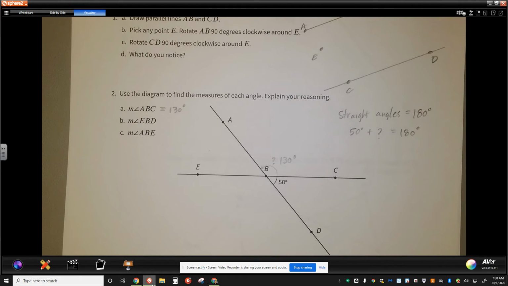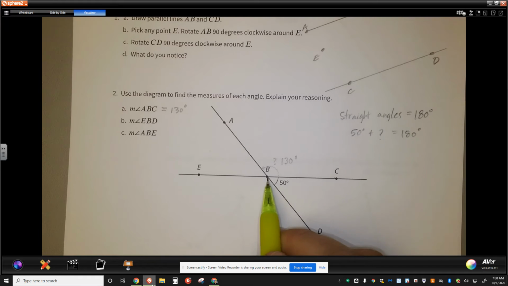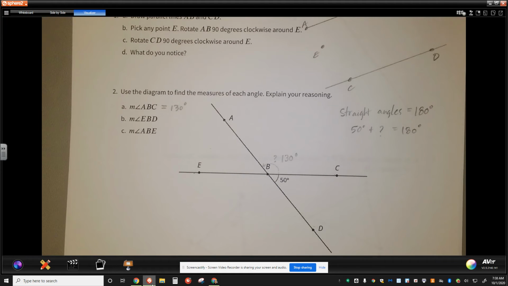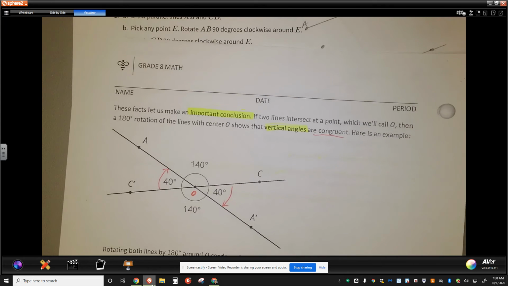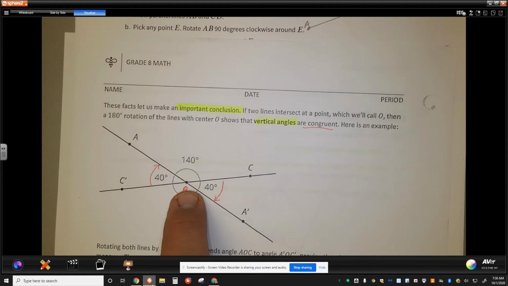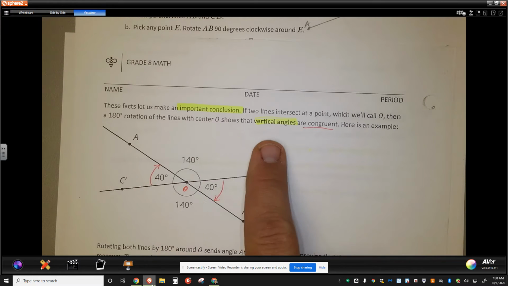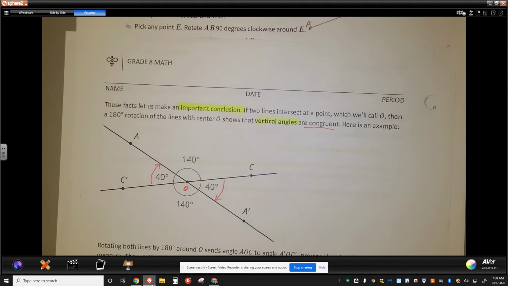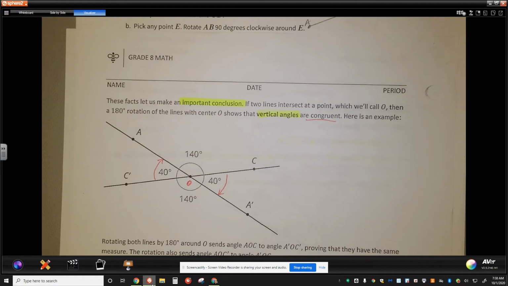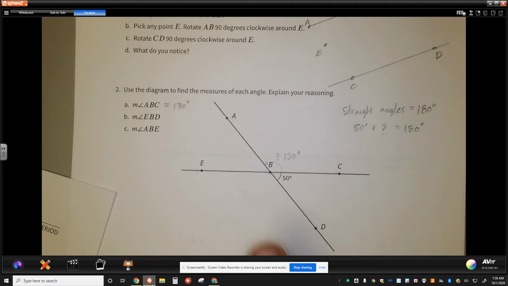We can apply that same logic as we continue to move around this figure to find out the measure of angle EBD and angle ABE. We can also use one other thing that we reviewed today, and that's the principle of vertical angles. We know that under a rotation of 180 degrees around a center point where two lines intersect, we get vertical angles. We also learned that vertical angles are always congruent because of that rotation of 180 degrees around the center. Keep that in mind as we go through these two pieces.